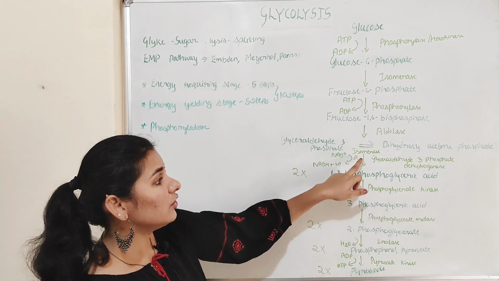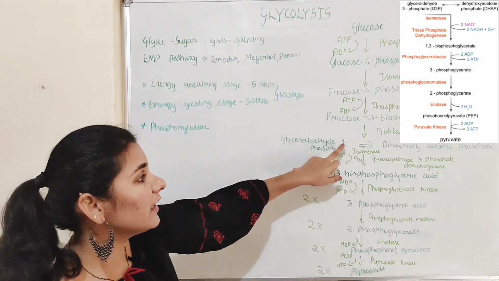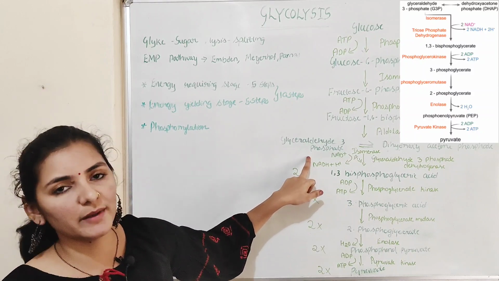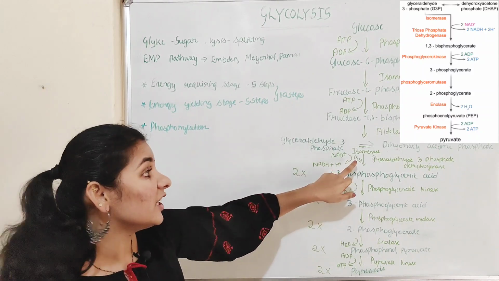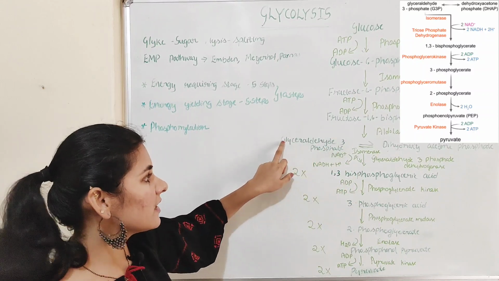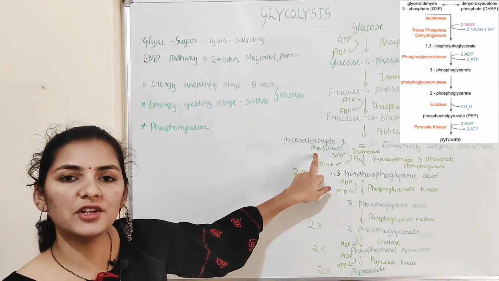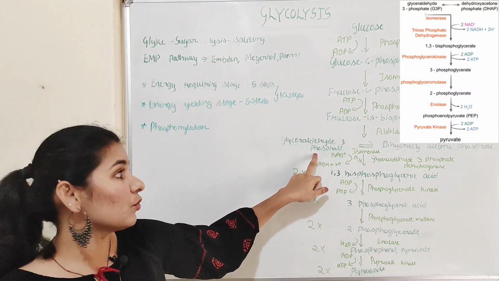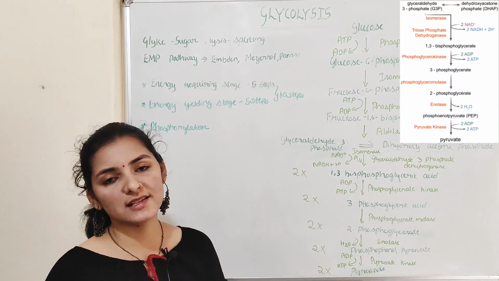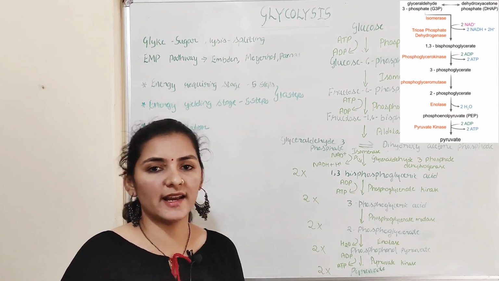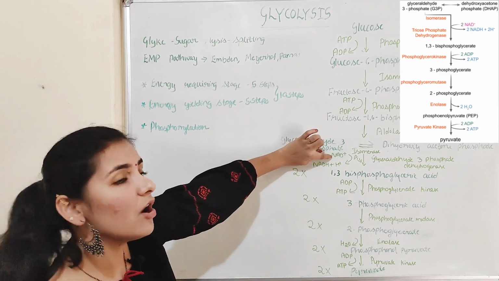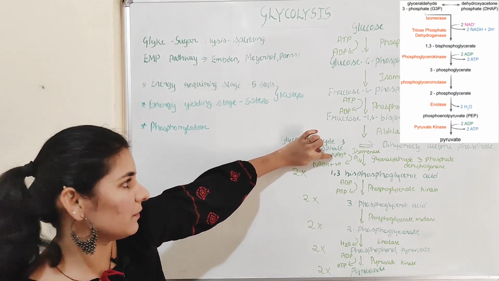In the next step, inorganic phosphate is added to glyceraldehyde 3-phosphate. You have to note here, this inorganic phosphate is not from ATP. From some inorganic sources, inorganic phosphate is added to glyceraldehyde 3-phosphate, which converts it into 1,3-bisphosphoglyceraldehyde. So 1,3-bisphosphoglyceraldehyde is an aldehyde. This 1,3-bisphosphoglyceraldehyde later gets oxidized, and for this oxidation it requires an oxidized form of coenzyme like NAD.